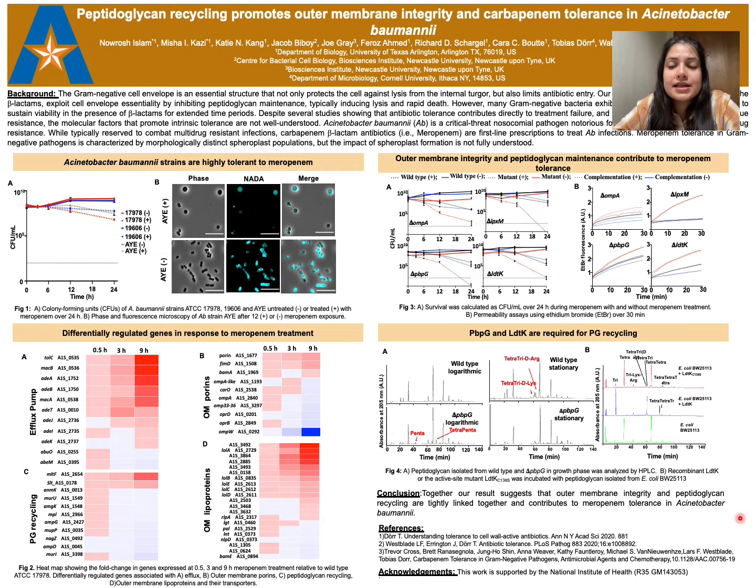So to understand this, we used Acinetobacter baumannii. Acinetobacter baumannii is an opportunistic pathogen and rapidly acquires resistance to all the conventional antibiotics. So we reasoned that the factors promoting carbapenem tolerance may be widespread among susceptible Acinetobacter baumannii strains.